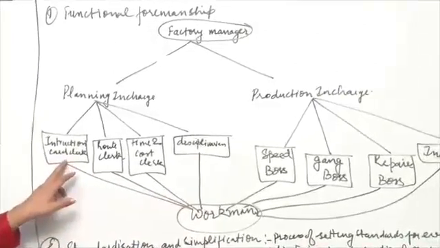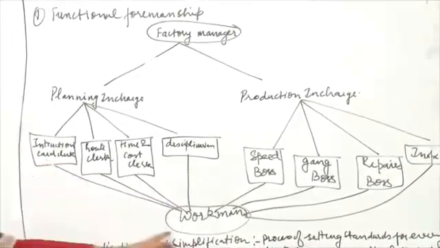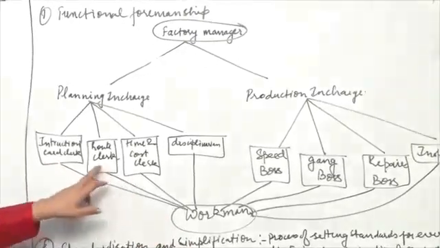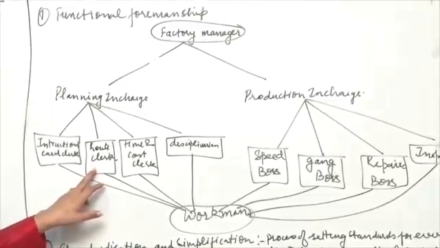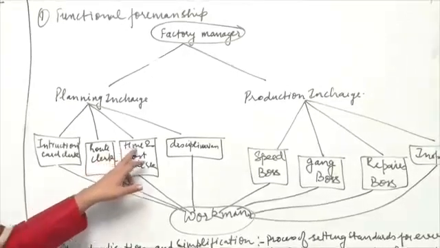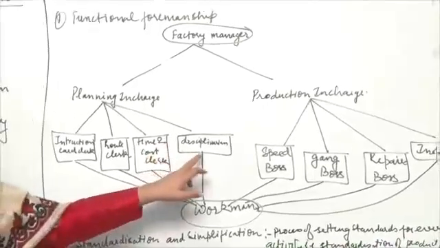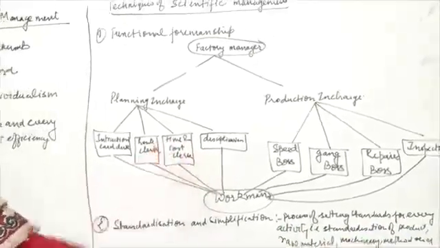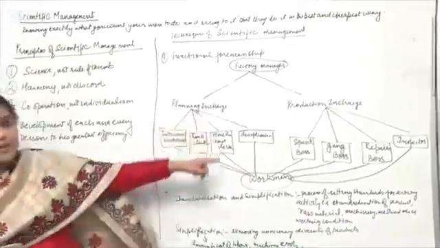We have an instruction card clerk who's going to prepare the instructions which are to be given to the workmen. Then we have the route clerk who's going to specify the route of production. Then we have the time and cost clerk who's going to prepare the time and cost sheet, and a disciplinarian who's going to ensure discipline in the organization. So this was all about the planning job.